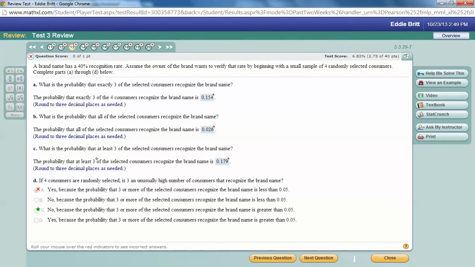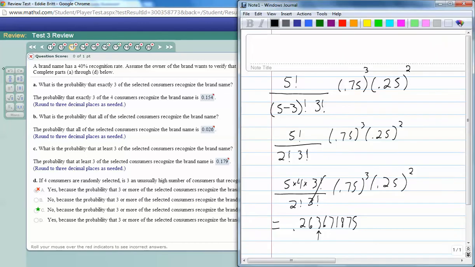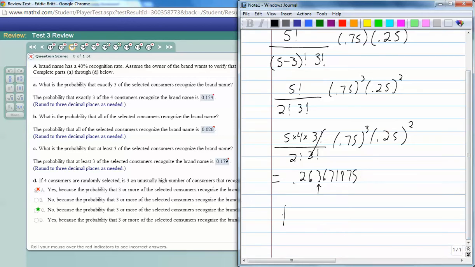Alright, what is the probability of at least 3? What does at least 3 mean? At least 3 means 3 or 4, right? If there are only 4, and we want to know the probability that at least 3 of them recognize the brand, then I'm going to have to say the probability of 3 plus the probability of 4. So take the answer from part A, the probability of exactly 3, and take the answer from part B, the probability of exactly 4, and add those together, and that'll give you what we have here in C.